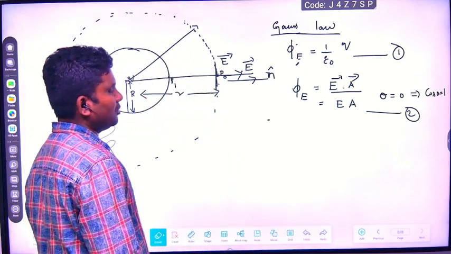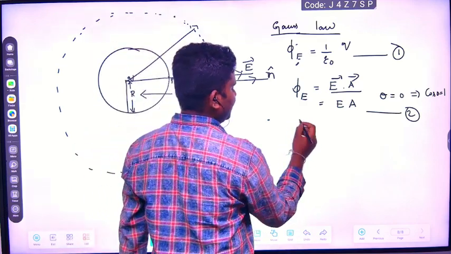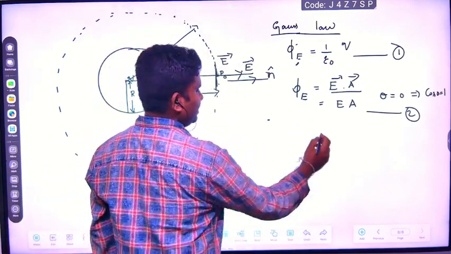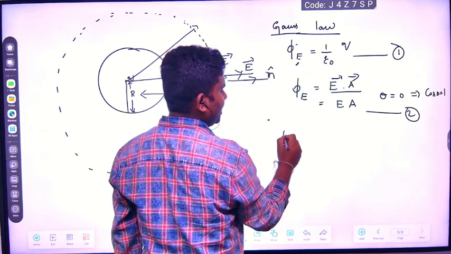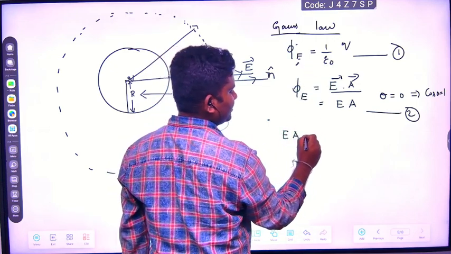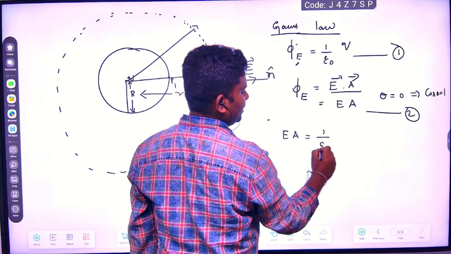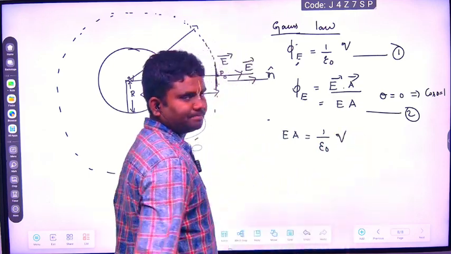So cos 0 is 1. Now, what is the total electric flux? This is equation number 2. Now compare equations 1 and 2. The flux is the same. So E into A is equal to 1 by epsilon naught times the total charge.